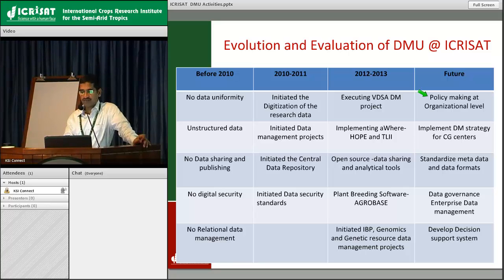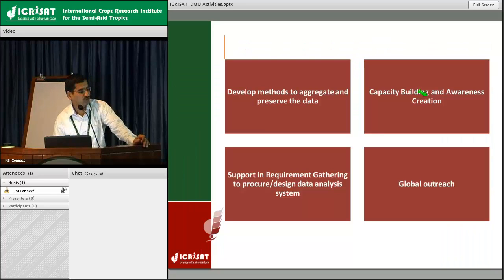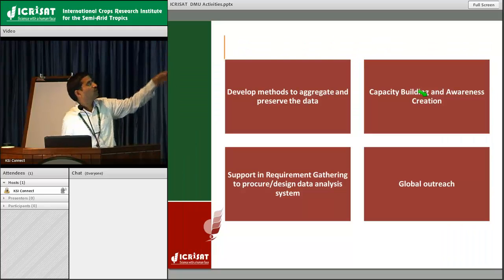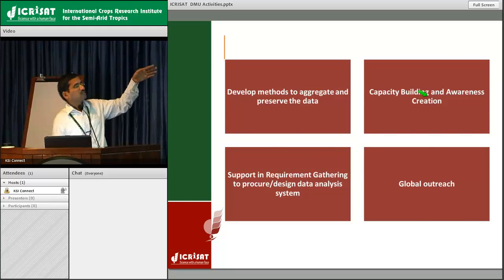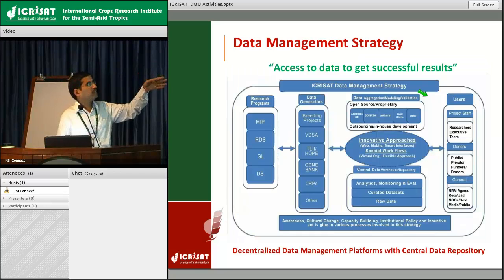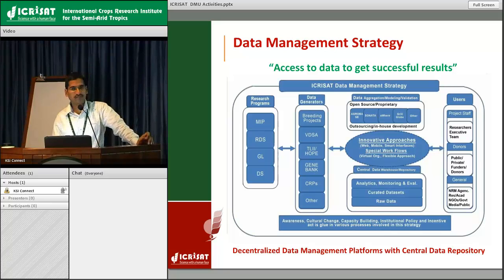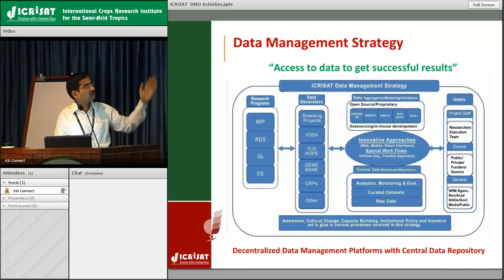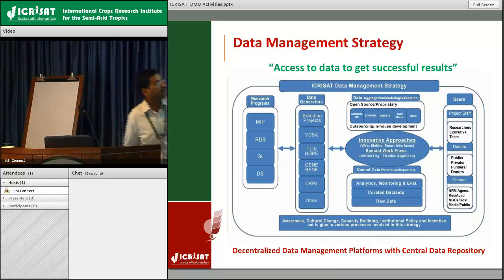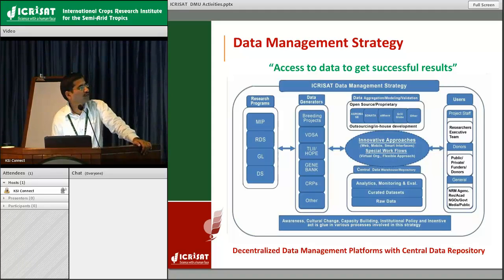If you look at the strategy of the data management, on the left side we have 4 research programs. That is the source for all the data in ICRISAT especially. We are working on different projects like breeding projects, VDS, that is the Village Dynamics Survey, HOPE, TL2, Gene Bank and other CRP projects. From all these projects and research programs, we are getting the data and putting it into a central repository, and that is the base for our analysis and monitoring system.